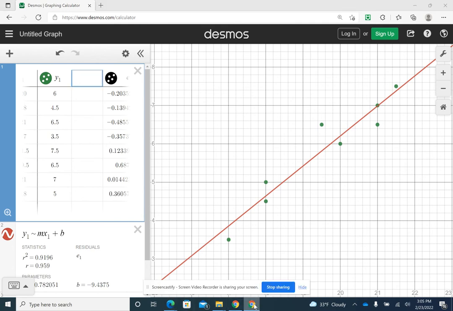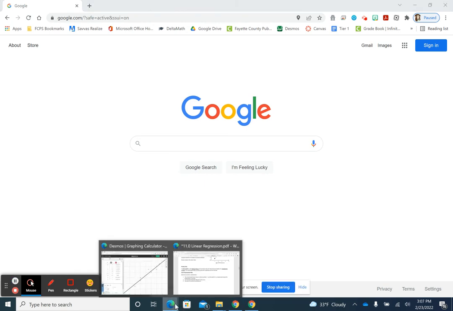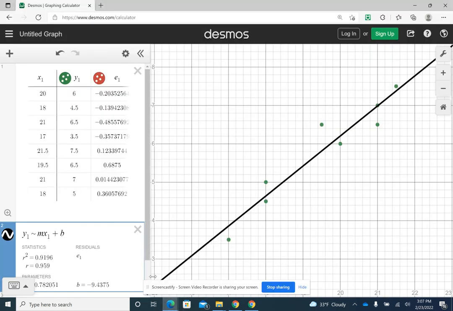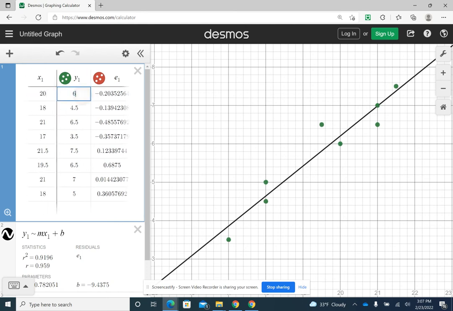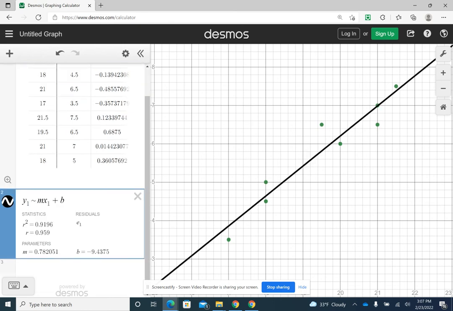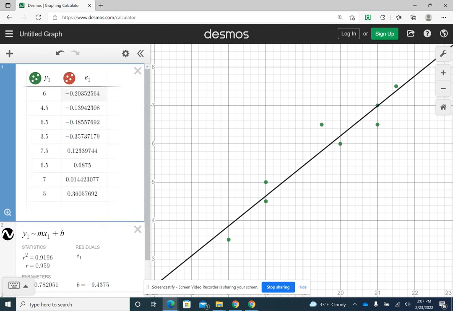Let me pause this for a second. All right, so I've deleted that column. Let's look back at that. Okay, so what's plotted in this column, the red E1 column, those are the differences between the observed values, these 6 values, the 6, the 4.5, those values, and the points that appear on my line, the Y values on the line. So it took the point on the line, and it subtracted it, and I got these residual values.